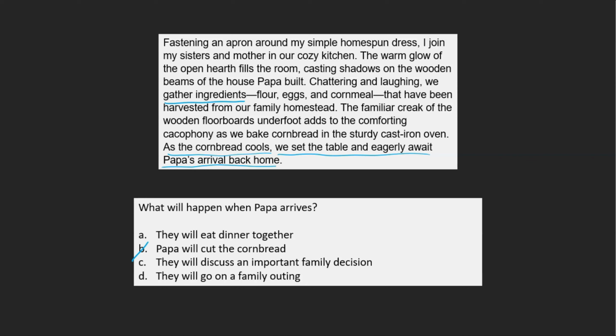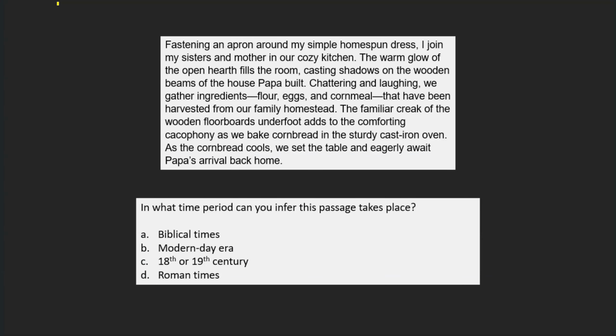Likewise, there's no indication in the passage that they will discuss an important family decision or will go on a family outing. These can be marked as incorrect as well. However, the preparation of ingredients, baking, setting the table, and eagerly awaiting Papa's arrival suggests a typical family meal or dinner scenario. Therefore, the most fitting answer is A, that they will eat dinner together, which can be marked as our final answer. Let's take a look at another example.